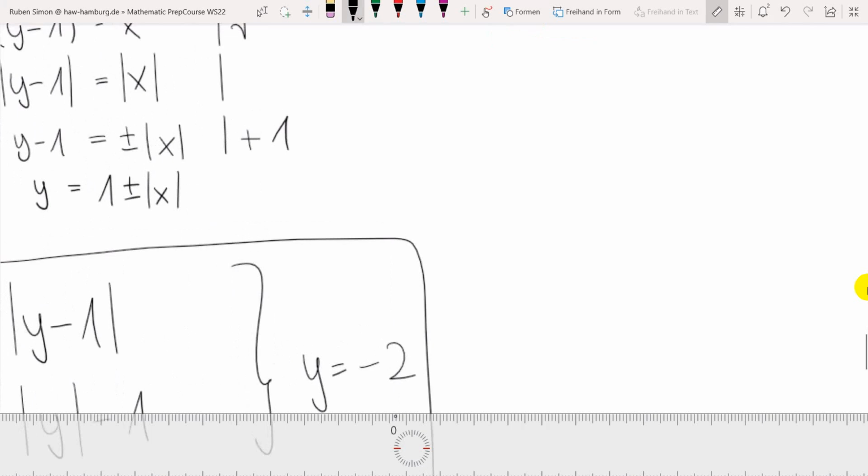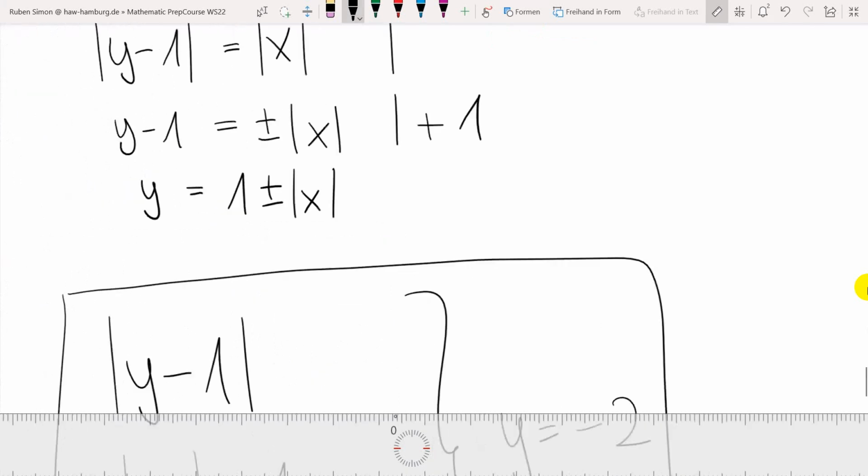So there's going to be 2. Sorry, again, please. Y equals 1 plus modulus x, and. Yeah, okay. So you want to split it up into 2 equations? Yes. Okay. We will do this in a second.